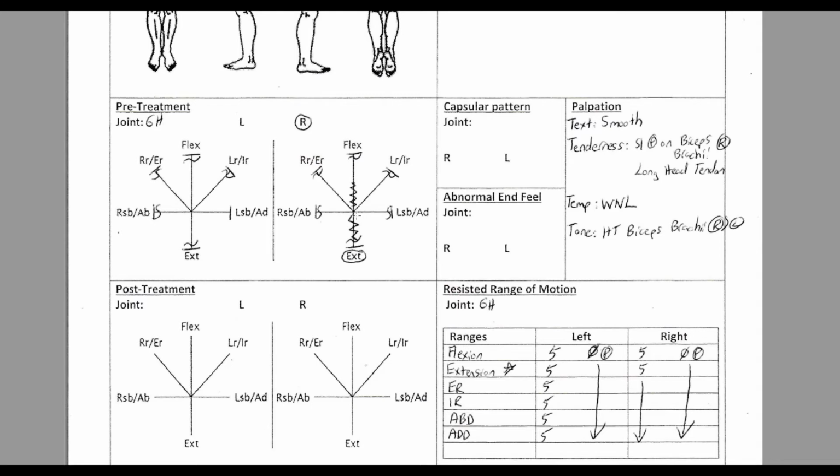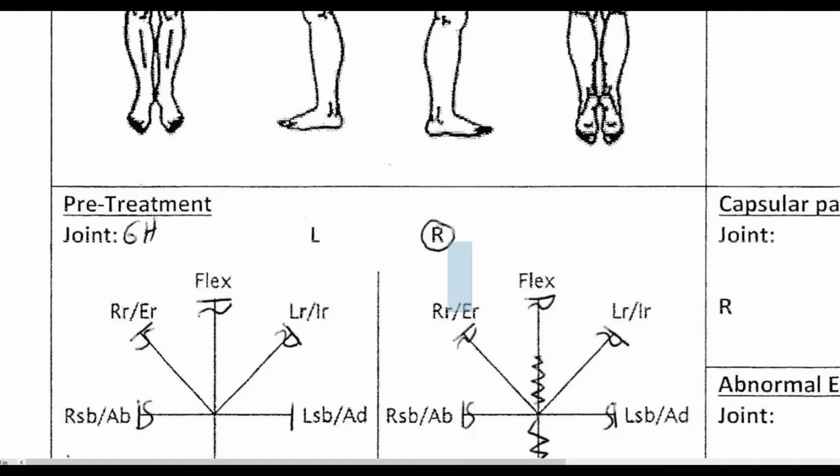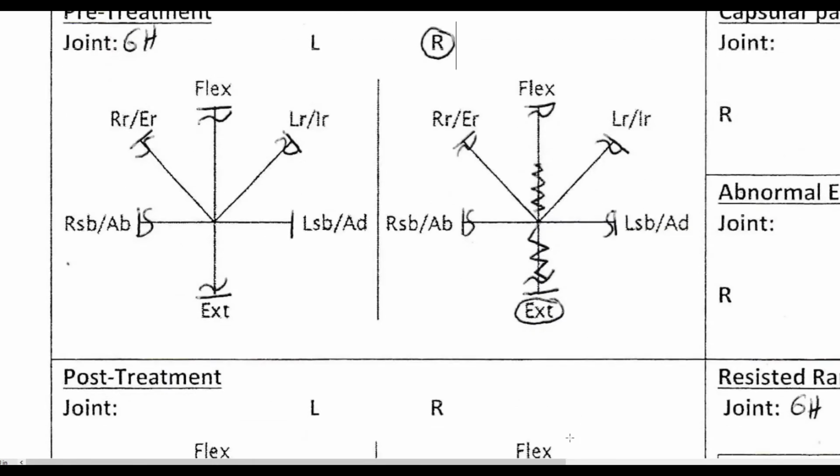So the person was able to do 75% AROM and it was painful the whole time, and they didn't want to continue afterwards. That's what it signifies. So let's just zoom in a little bit to get a better idea.